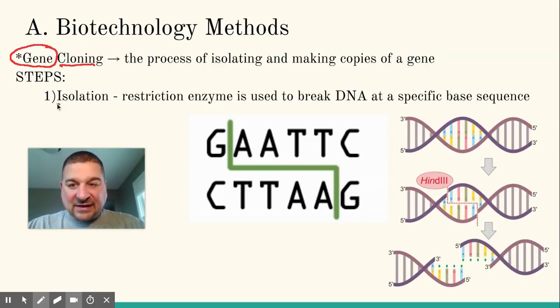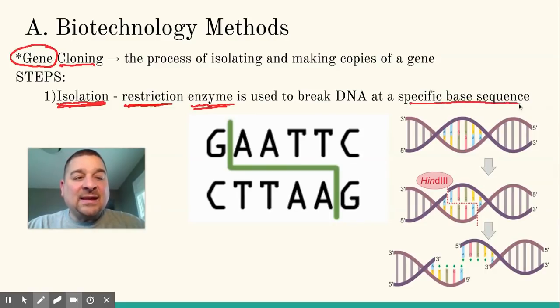The first one is isolation. We find that gene where it's at, and we need to isolate it. We need to remove it from the rest of the genome that we're working with, whether that's human or an animal or a plant. In order to do that, there's these little DNA scissors called restriction enzymes, sometimes called restriction endonucleases. Most of the time you'll hear it as restriction enzyme. Restriction enzymes usually target a specific base sequence or a recognition sequence. It's always the same letters, and it tends to be a palindrome, or we say palindromic.